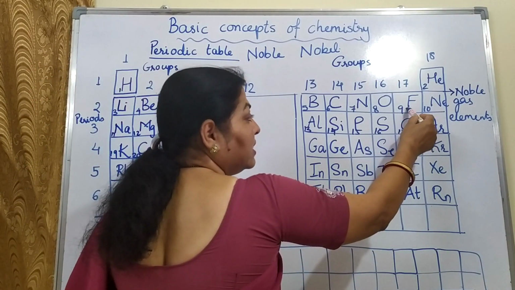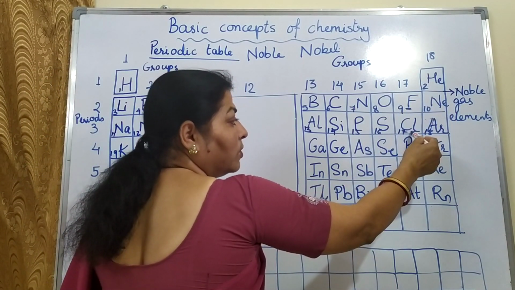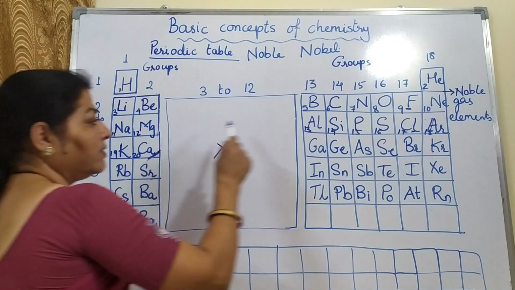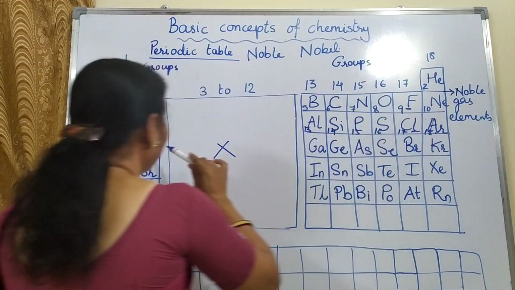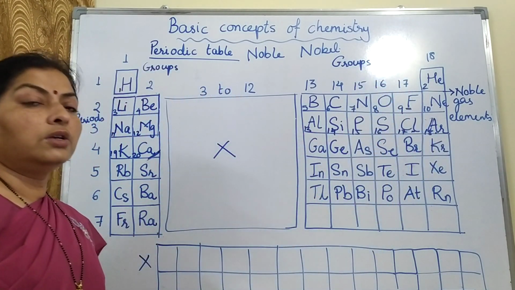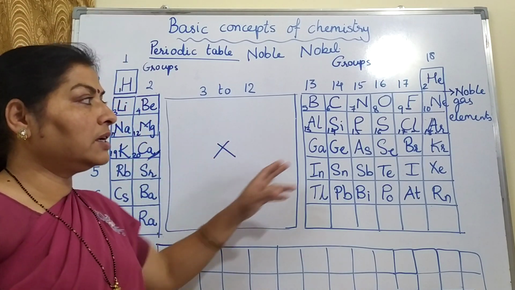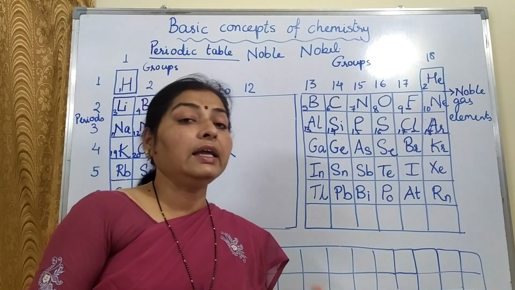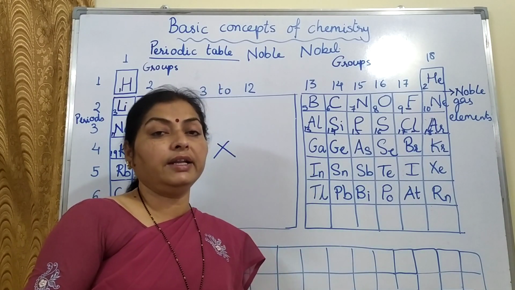Nearest means, like, fluorine will want to become like neon. Chlorine will like to become like argon. If potassium is there, it will like to become like argon. If calcium is there, it will want to become like argon. So every element wants to become like the nearest noble gas element. And for that, elements can gain, lose or share electrons.